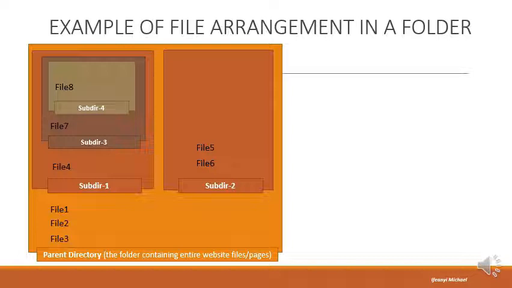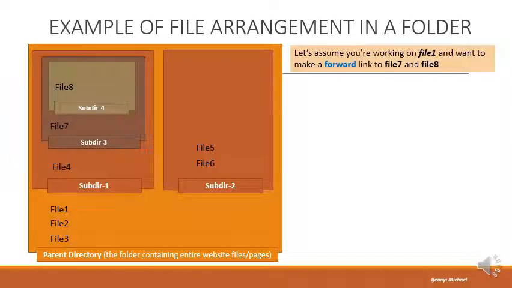Now let us look at how this goes. Let's assume you are working in file 1 and you want to make a forward link to file 7 and file 8. Remember, file 1 is right inside the root folder. Once you open the containing folder, you see file 1 there. From file 1, we want to make a forward link, moving forward into file 7. We want to fetch file 7 right from inside file 1. Alright, now let's see how it goes.